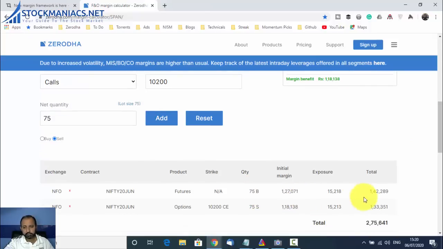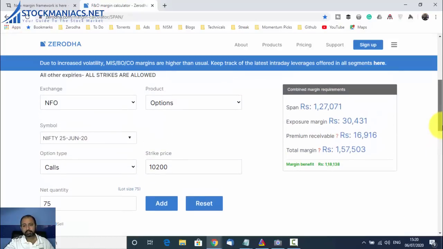You can see, my dear friends, for the Nifty future buy position, the total margin required was 1,42,289. And for selling one lot of Nifty call option, the total margin required is 1,33,351. So the total margin required was supposed to be 2,75,641. But as this is a hedged position, the total margin required is drastically lowered to 1,57,503.